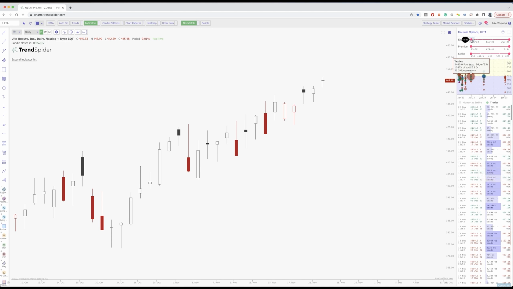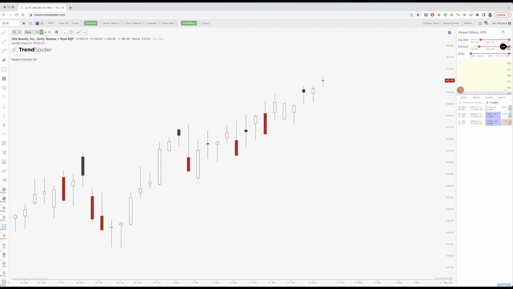So you can change and filter out your expiration dates. You can filter out your premium, your strike, all of these different things to get a visual of where these orders have come in.